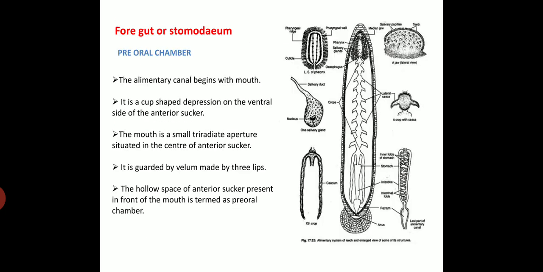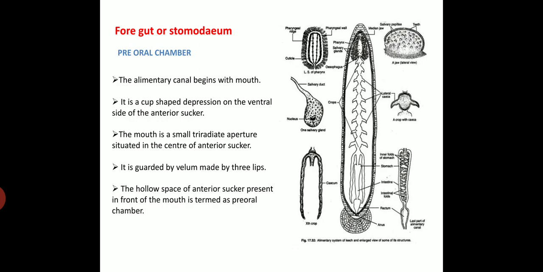In the first part, the foregut or stomodeum, the first chamber is the preoral chamber. The alimentary canal begins with the mouth. It is a cup-shaped depression on the ventral side of the anterior sucker, that is what we call the mouth. The mouth is a small triradiate aperture situated in the center of the anterior sucker.